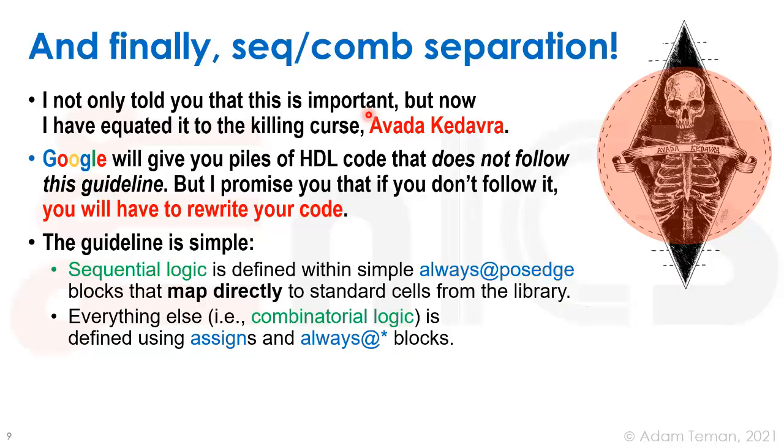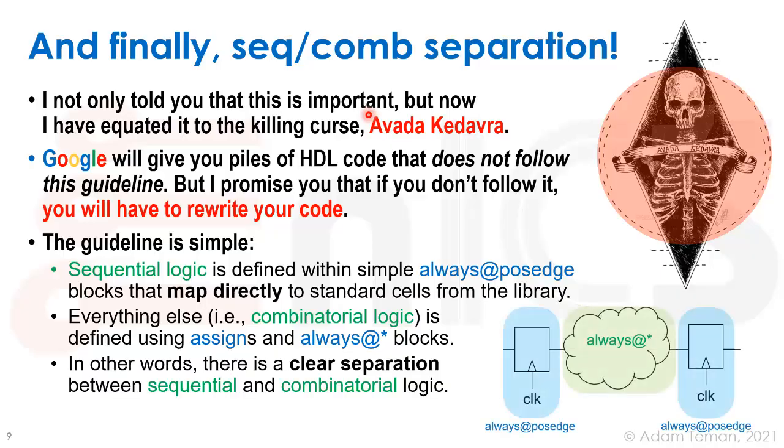Sequential logic is defined within simple always at pos edge blocks that map directly to standard cells from the library. Everything else, in other words, combinatorial logic, is defined using assigns and always at star blocks. In other words, there is a clear separation between sequential and combinatorial logic. Remember our picture before? We have a flip-flop, we have a combinatorial cloud, and we have a flip-flop. Well, the flip-flops are going to be in always at pos edge blocks. They're going to be by themselves, mapping directly to a standard cell. It's nothing else. We don't want to have any dirt in here. Everything that's combinatorial is going to be in a separate always at star block.